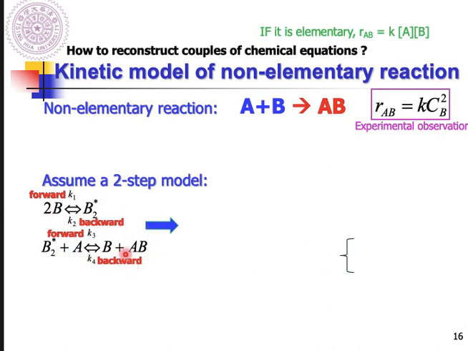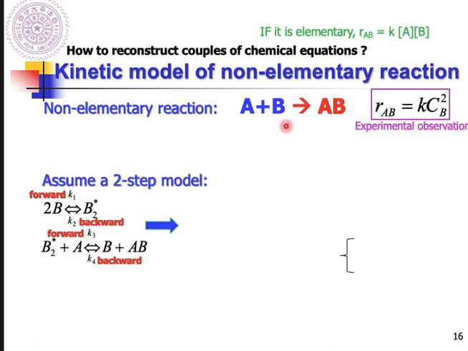So I list these two elementary reactions. And I also assume these elementary reactions are reversible ones, so I make the forward rate constant K1 and backward K2, and K3 and K4. And you also need to combine these two, delete the excess part, and you find A plus B equals AB. So when you combine these two equations, it equals A plus B equals AB.